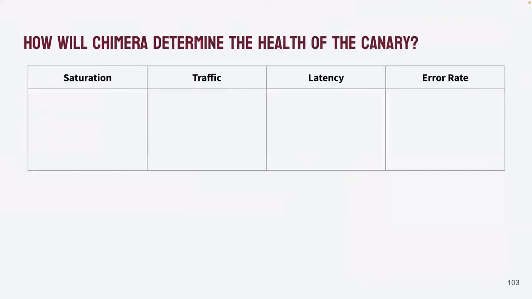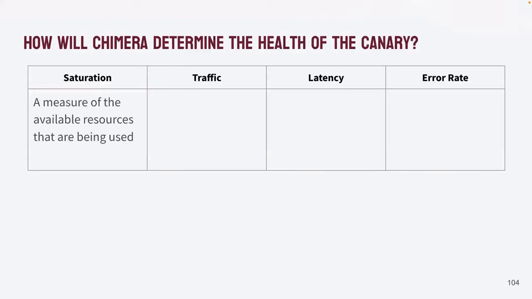So now that we knew how we would collect the metrics, the next choice was which metrics would be considered when deeming a service healthy or unhealthy. So we began this decision by considering what's commonly referred to as the 4 golden signals, which are saturation, traffic, latency, and error rate. So we evaluated each of these and we considered how their inclusion in Chimera's health checks would impact our guiding principles.